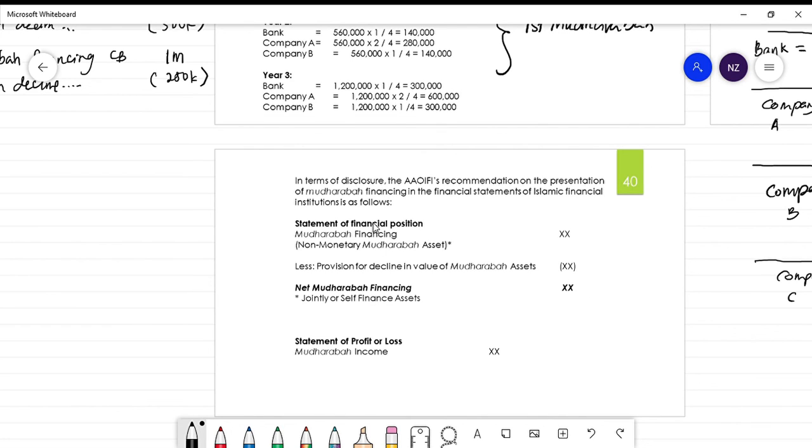Then itu untuk SOFI. Untuk SOCI is we only incur the amount of the profit, which is this one kita put as the revenue, bawah revenue, mudharabah income.